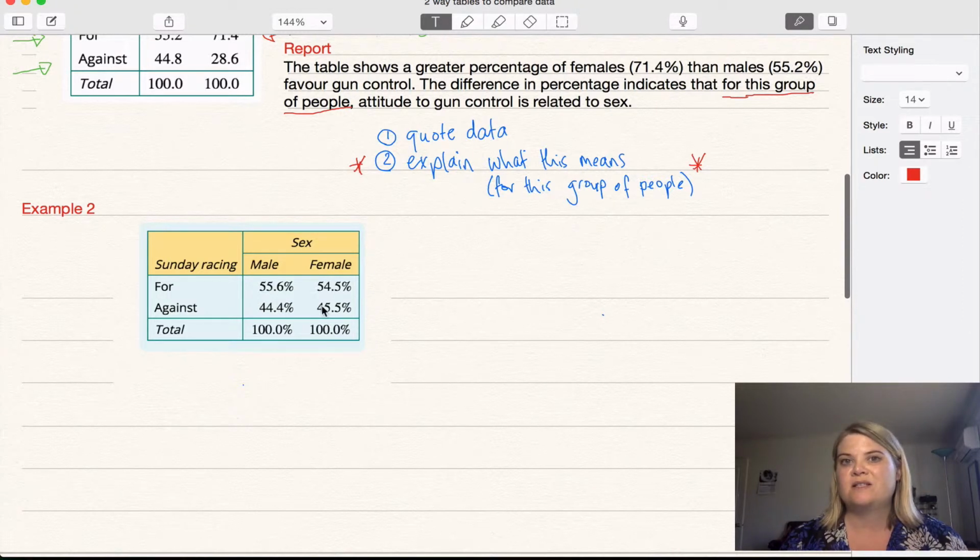Because both differences are less than 5%, we can say for this group of data there's no association between the two variables. And you could write your report same as this report. You could quote either row, but your final sentence would say the difference in the similar percentages indicate that for this group of people, attitude to Sunday racing is not related to sex.